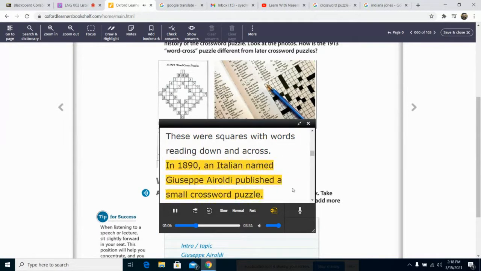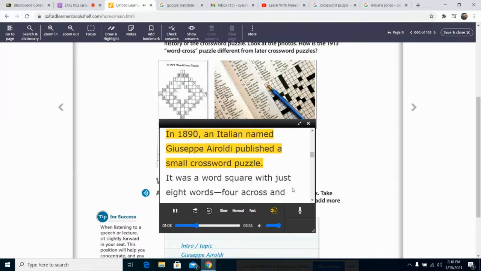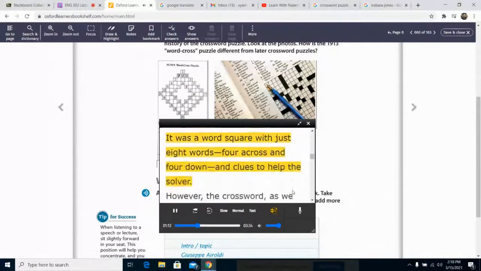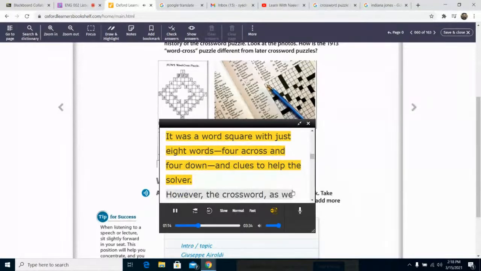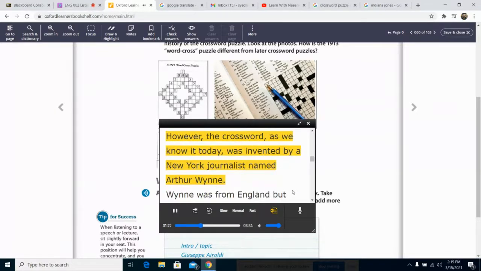In 1890, an Italian named Giuseppe Airoldi published a small crossword puzzle. It was a word square with just 8 words, 4 across and 4 down, and clues to help the solver. However, the crossword, as we know it today, was invented by a New York journalist named Arthur Wynn.